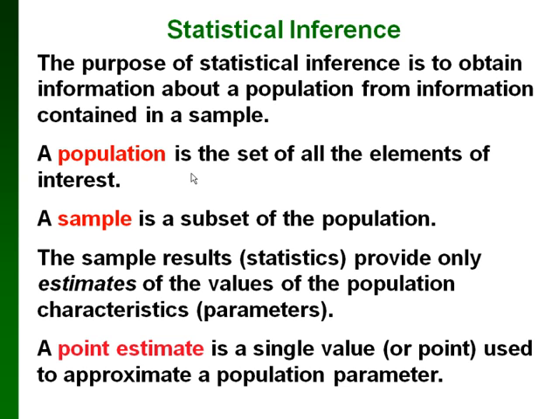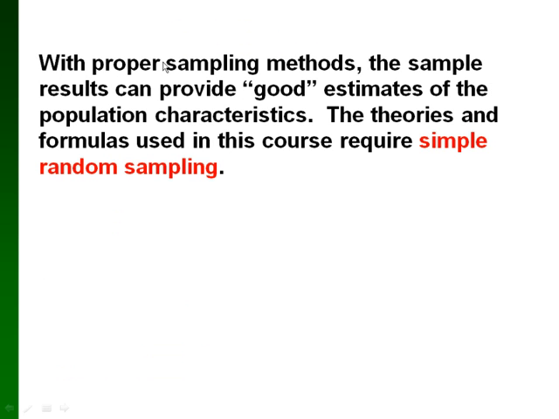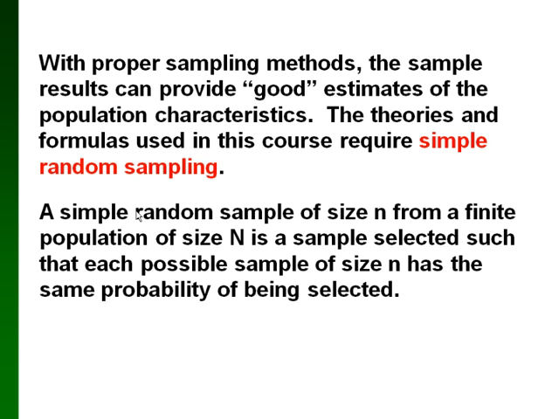a population parameter. If we use the correct type of sampling methods, then our sample results can provide good estimates of the population characteristics. For this course, proper sampling methods means using simple random sampling. A simple random sample has to have a certain size, so a simple random sample of size n from a population of size capital N is a sample that's selected so that each possible sample of that size has the same chance of being selected.